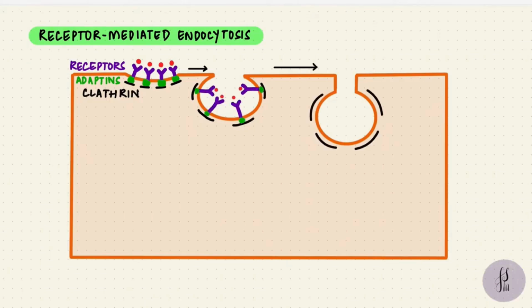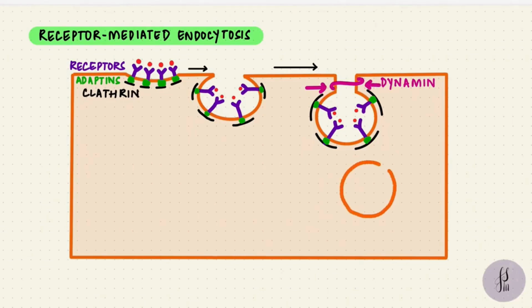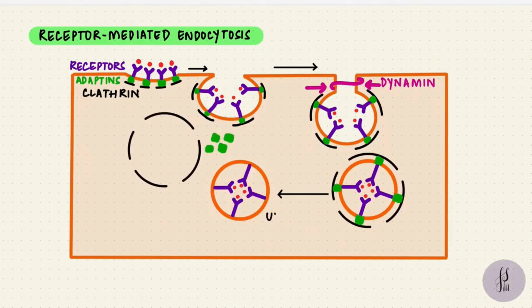Now, as the vesicle forms, there's another molecule called dynamin. That's located at the neck of this vesicle. It's a GTPase, so it uses GTP and helps pinch the vesicle off the membrane. This vesicle then loses its clathrin coat. So that's uncoating, which is done by an uncoating ATPase. So it uses ATP to remove the coat, and the clathrin can be used to form another vesicle.